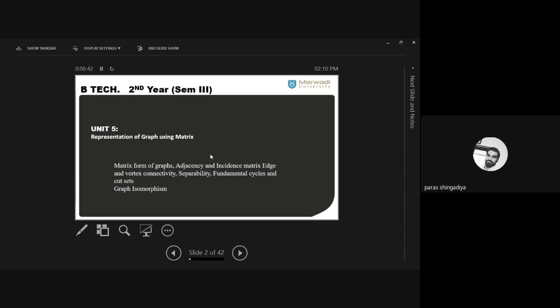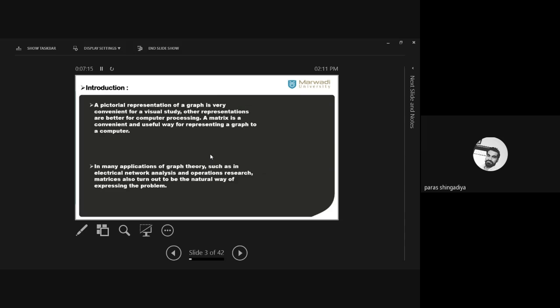Then after that, fundamental cycle, fundamental cut set, and graph isomorphism. Okay, we have to compare two graphs. There are different graphical representations of both graphs, and we have to check whether they are isomorphic or not. Okay, whether they are similar or not. Clear? So this topic we'll learn in graph theory in this unit number 5. The title of unit 5 is representation of graph using the matrix. Clear? We'll represent the graph by using the matrix concept. Clear? Matrix theory. So let's discuss the first topic, that is known as the adjacency matrix.